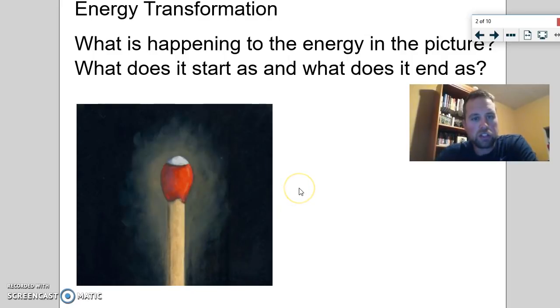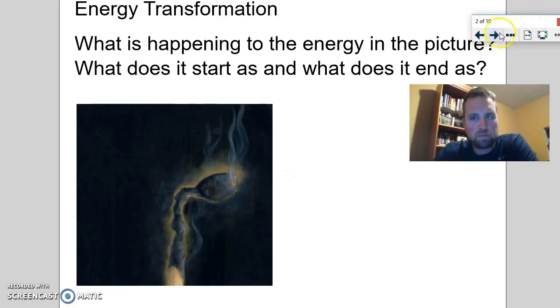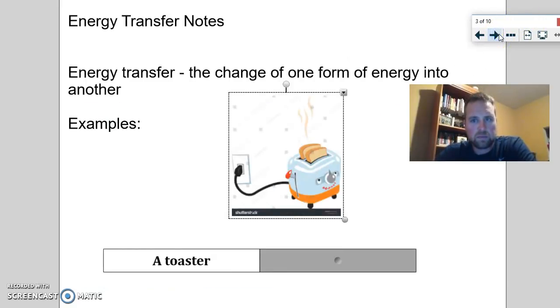So you should have your notes in front of you, and I will prompt you to stop and take notes as we go. Okay, so this first definition you're going to have to write down says energy transfer. Make sure you write this at the top of your notes. It says the change of one form of energy into another. Pretty simple. Energy changing from one form to another.